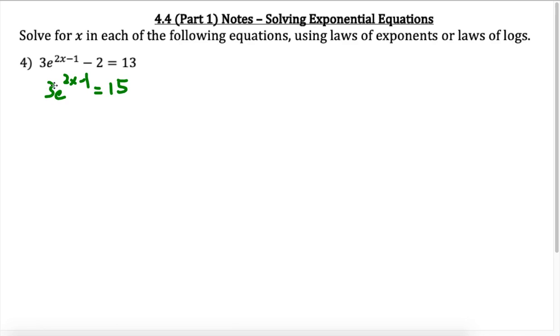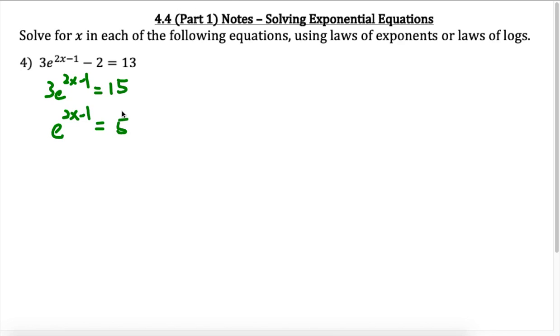Then I'm going to divide by 3. This 3 is not part of the exponential expression. This is just being multiplied. So if I divide both sides by 3, I have e to the 2x minus 1 equals 5. Now I can rewrite this as a logarithm.